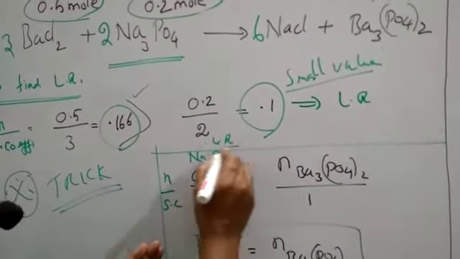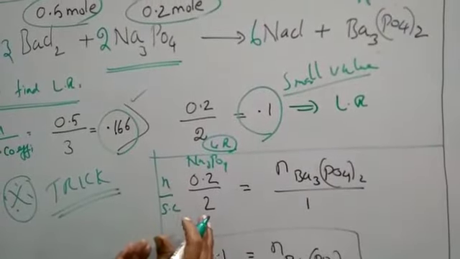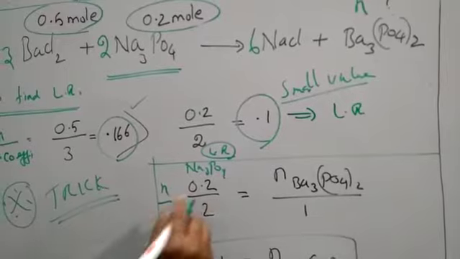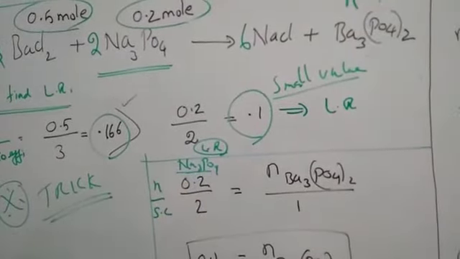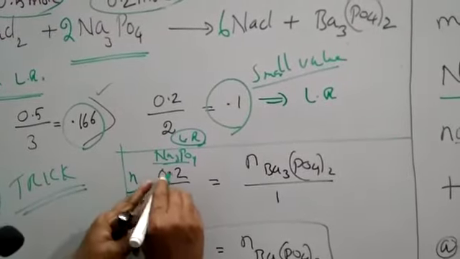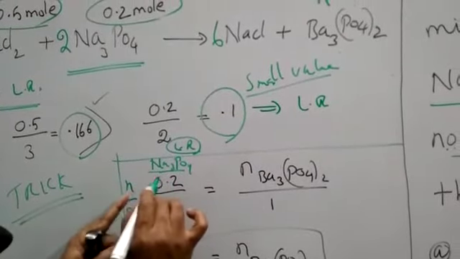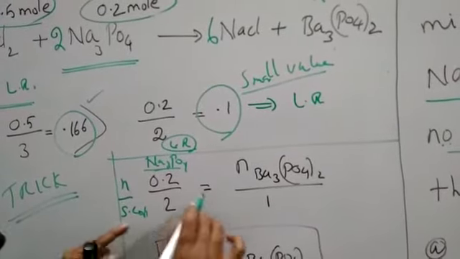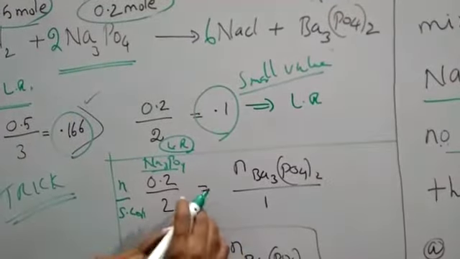Whichever one of the two comes as the limiting reagent, any one only, you take the same formula and substitute. That is, the same formula you apply: number of moles divided by stoichiometric coefficient. That is 0.2 divided by 2 is equal to.